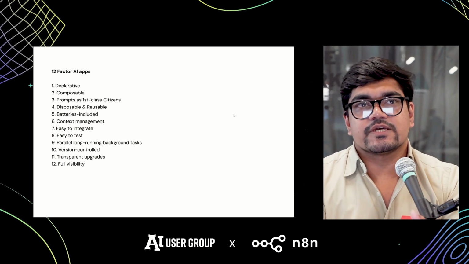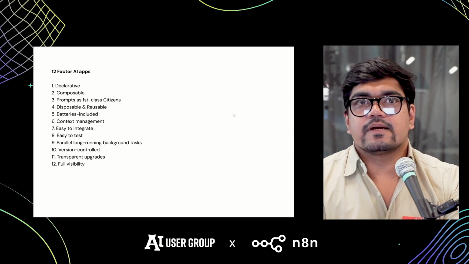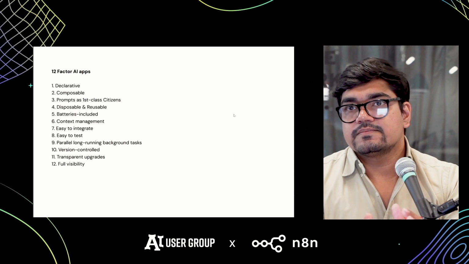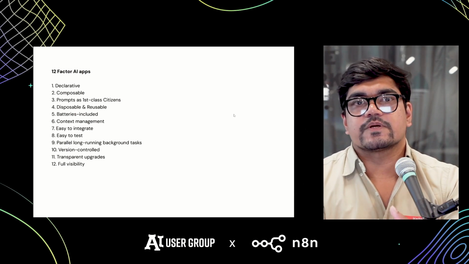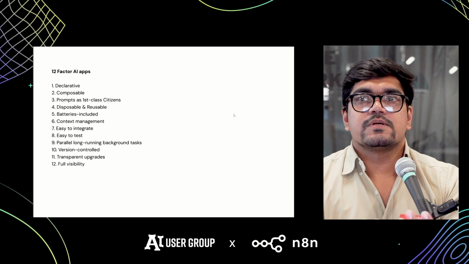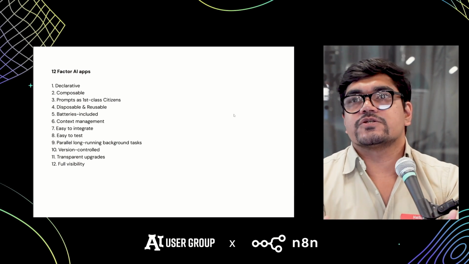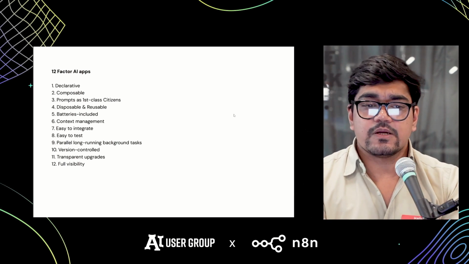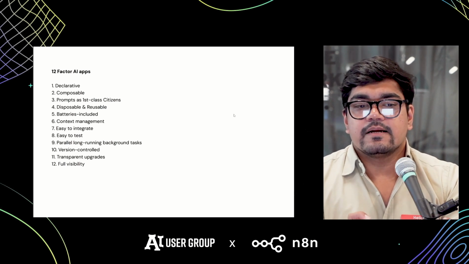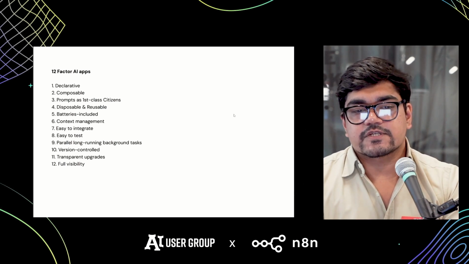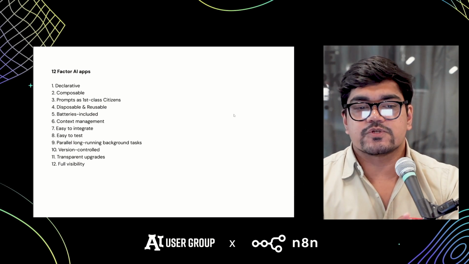If you see LangChain or most libraries out there, they try to hide it. They try to put prompts behind functions because developers are used to writing functions in code and not prompts. But I think it is time to actually flip that paradigm and make prompts first-class citizens. Fourth, they should be disposable and reusable.